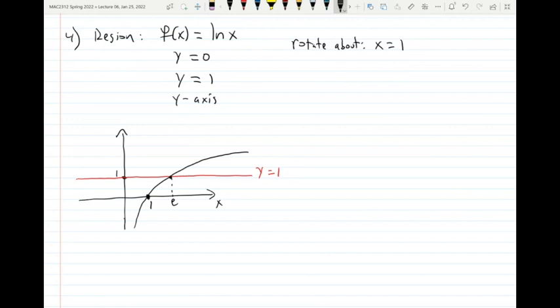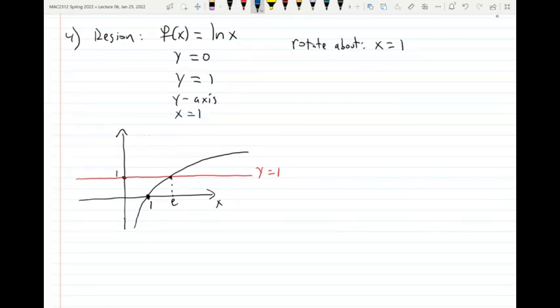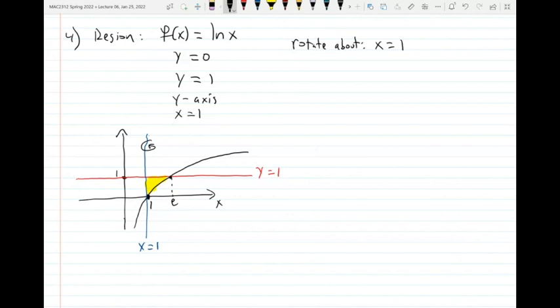So the y-axis. Okay, I want more. Sorry. And then x equal 1 to make the region, because I want this piece here. x equal 1. That's a vertical line. That's this one over here. Right. So this is the region. That little piece right there is the region, and then rotate about the line x equal 1. So rotate about this line.